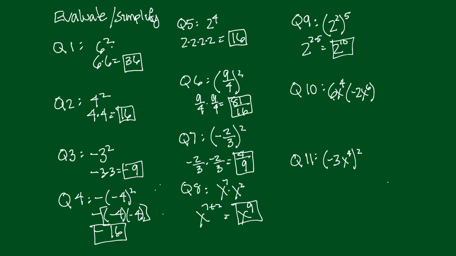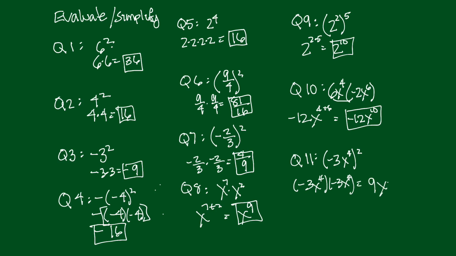Now, number 10, 6 times negative 2, negative 12, and x to the 4th times x to the 6th is x to the 4 plus 6. So we get negative 12 x to the 10th. And number 11, I'll write this one out with those negatives. I'll get negative 3x to the 4th times negative 3x to the 4th. That's positive 9 x to the... Now, you're going to add these exponents. You're multiplying, so you add the exponents. Now, if I was to do that up here, I'm raising to a power, so I would multiply the exponents. But either way, I'm going to get an 8.